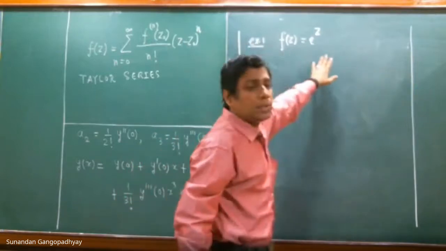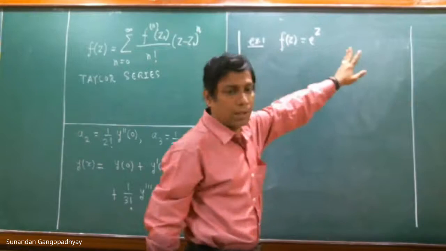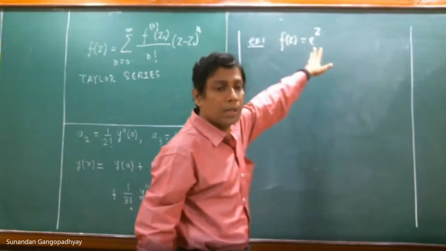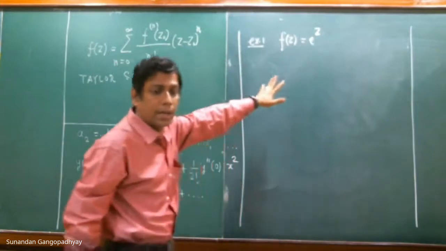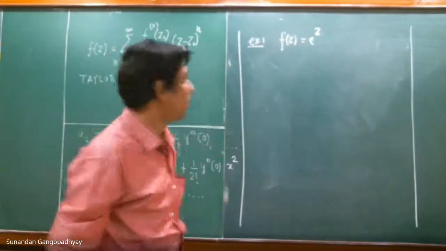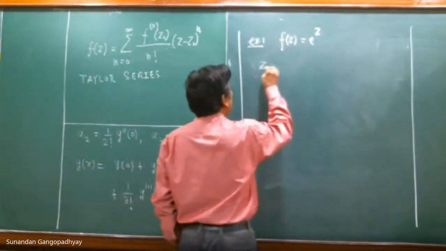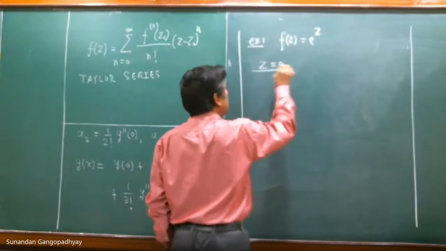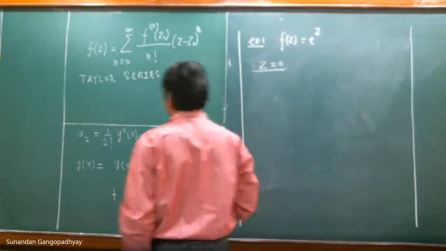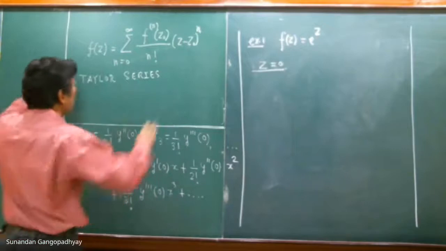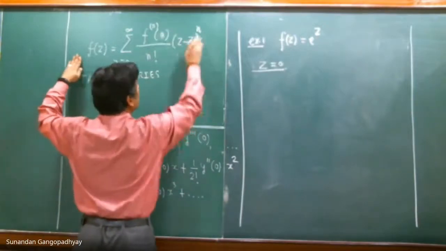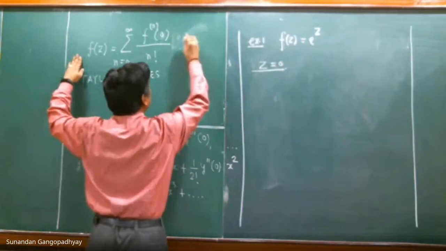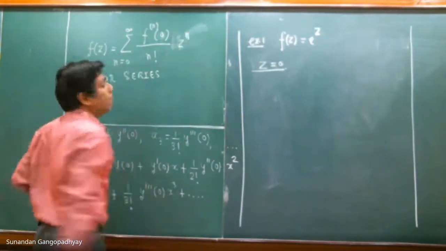Let me expand this function in a Taylor series around the point z is equal to 0. At z is equal to 0, this function is perfectly analytic and it is analytic at all other points. So let me take z is equal to 0. Then what will be the Taylor series expansion? This will become z to the power of n, and that's it.